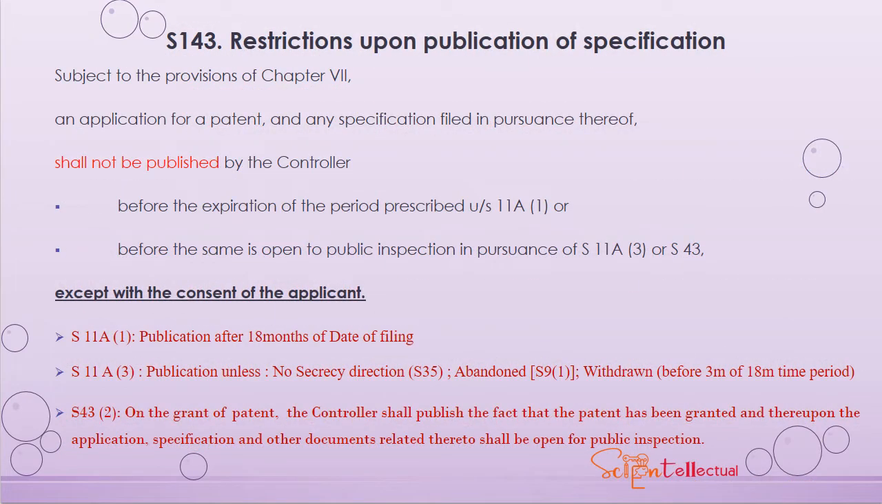Section 143. Restrictions upon publication of specification. An application for a patent and any specification which has been filed with respect to the patent application shall not be published by the controller before the expiration of the period as prescribed under section 11A subsection 1, or before the same is open to public inspection as said under section 11A subsection 3 or section 43.